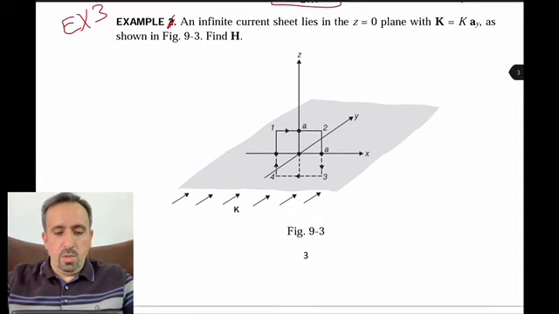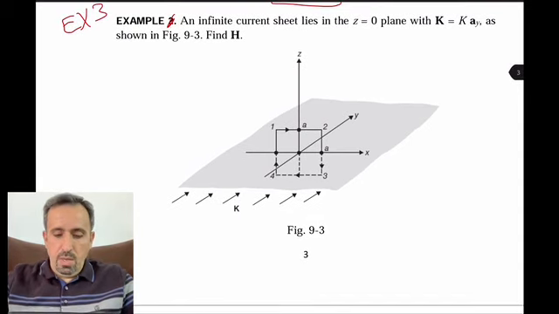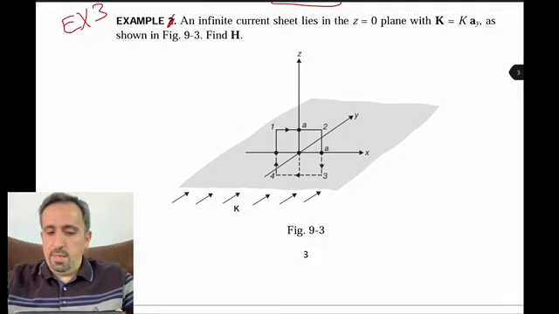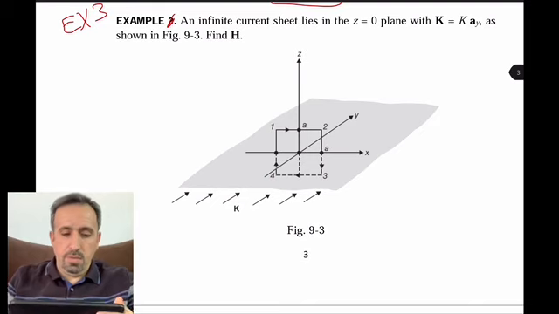So for the next example, you have an infinite current sheet that lies in the z equals 0 plane with K equal, unknown, it is just K a_y, as shown in figure 9.3. Find H.